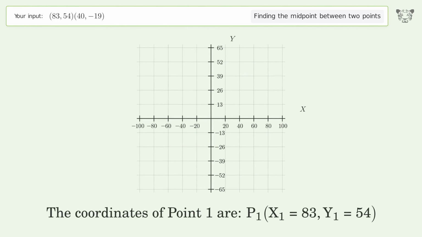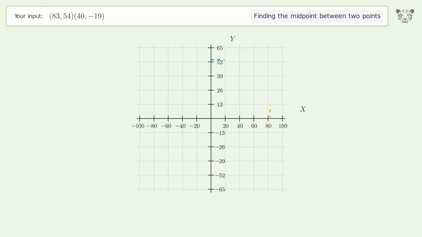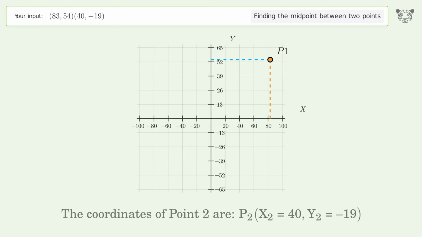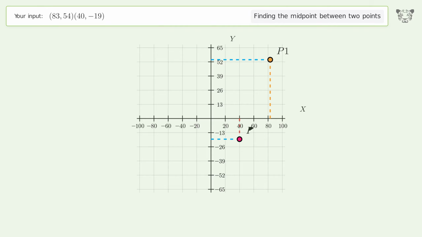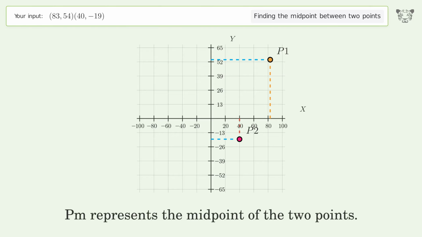The coordinates of point 1 are x1 equals 83, y1 equals 54. The coordinates of point 2 are x2 equals 40, y2 equals -19. PM represents the midpoint of the 2 points.